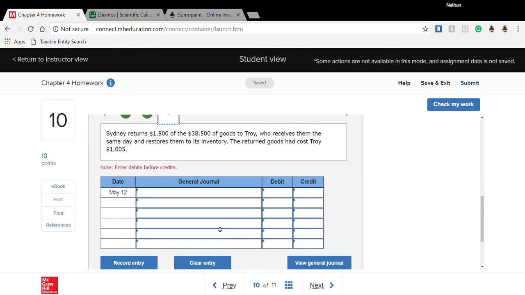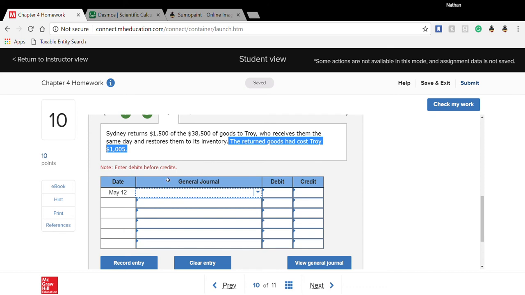All right, so question 3, or transaction 3. Sydney decides to return $1,500 of the $38,500 of goods to Troy, who receives them the same day and restores them to its inventory. The returned goods had a cost to Troy of $1,005. Now again, since we're only focused on the buyer, I do not care right now about the returned goods cost because that's not towards Sydney. So Sydney returns.